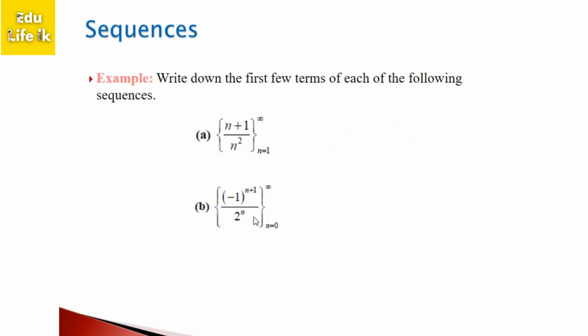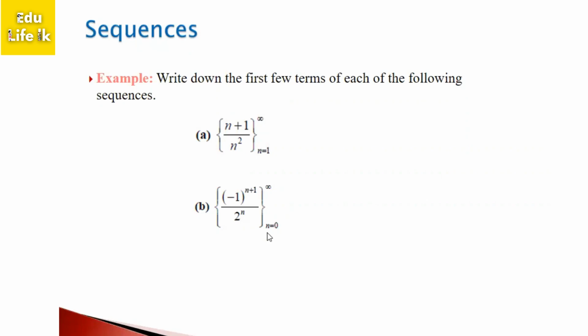When you do this calculation, you have to be careful because there is a minus 1. This one starts with 0. So for the first term, when n equals 0, 0 plus 1 equals 1. Then minus 1 to the power 1 equals minus 1, over 2 to the power 0. When we have a power of 0 for any number, that is 1. Then minus 1 over 1. That is the first term.